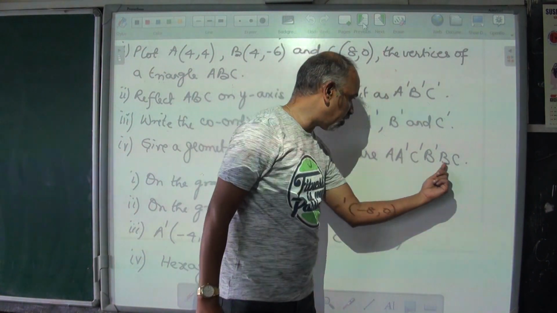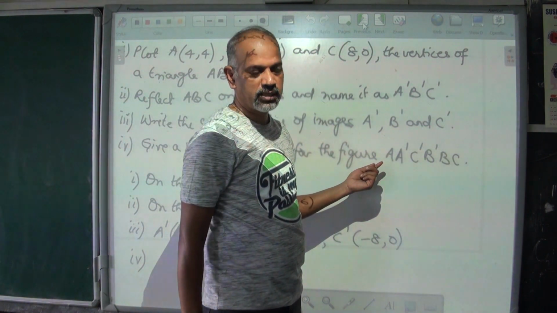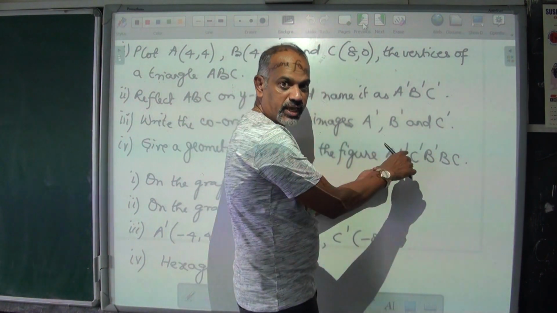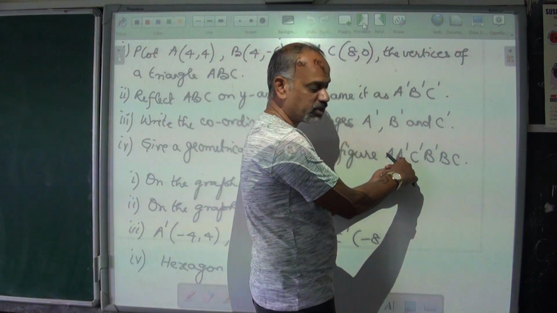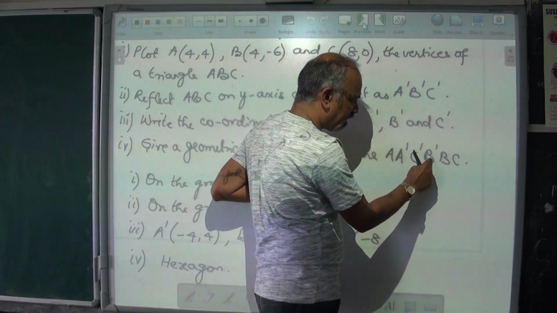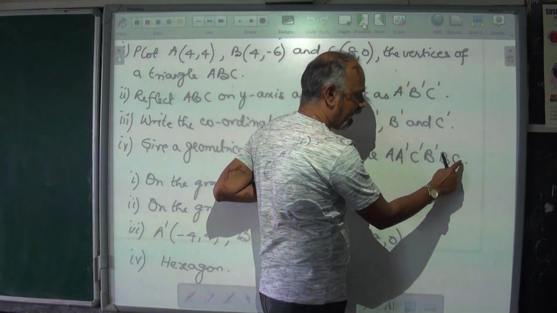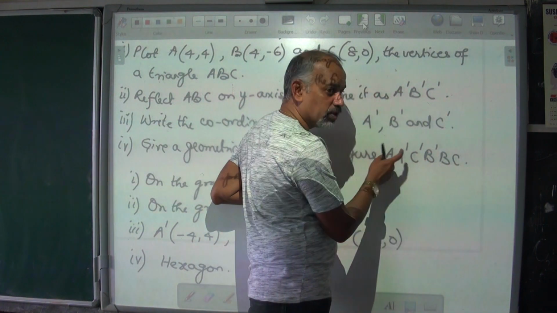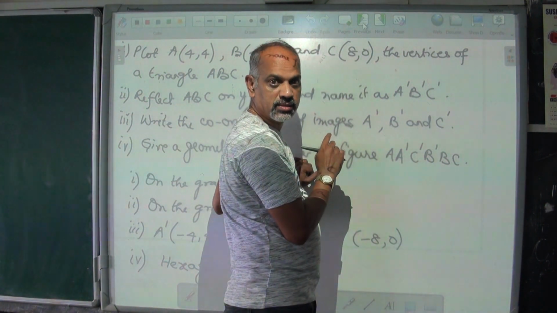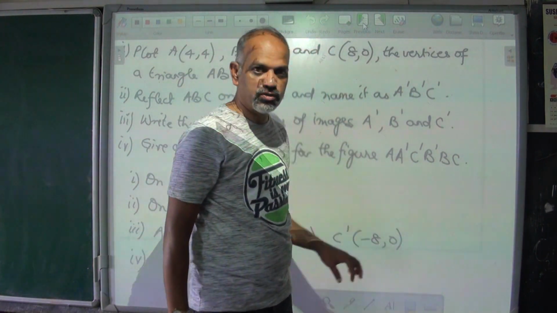Now, whichever way it is mentioned here, that is how you will join the figure. You will join A first with A dash, then from A dash you will join C dash, from C dash you will join B dash, from B dash you will join B, and from B you will join lastly C, and complete it, C with A lastly. Okay. That will be your completed figure. So this is the order in which you will join.